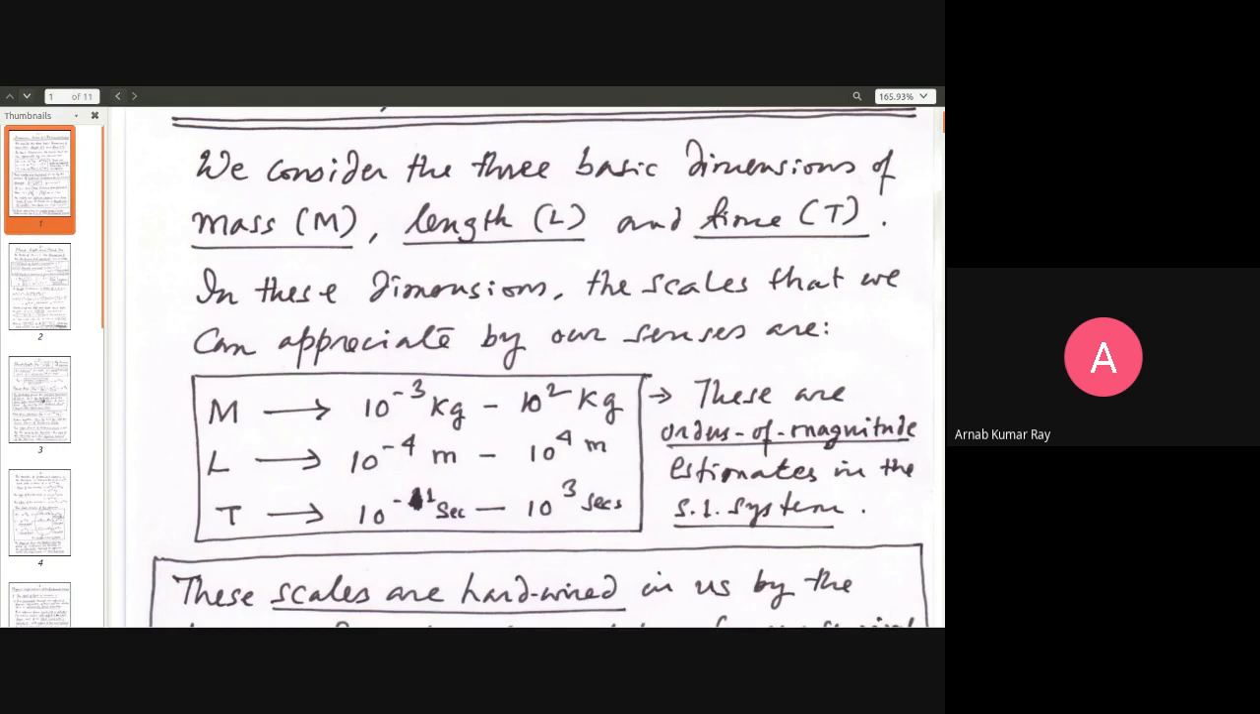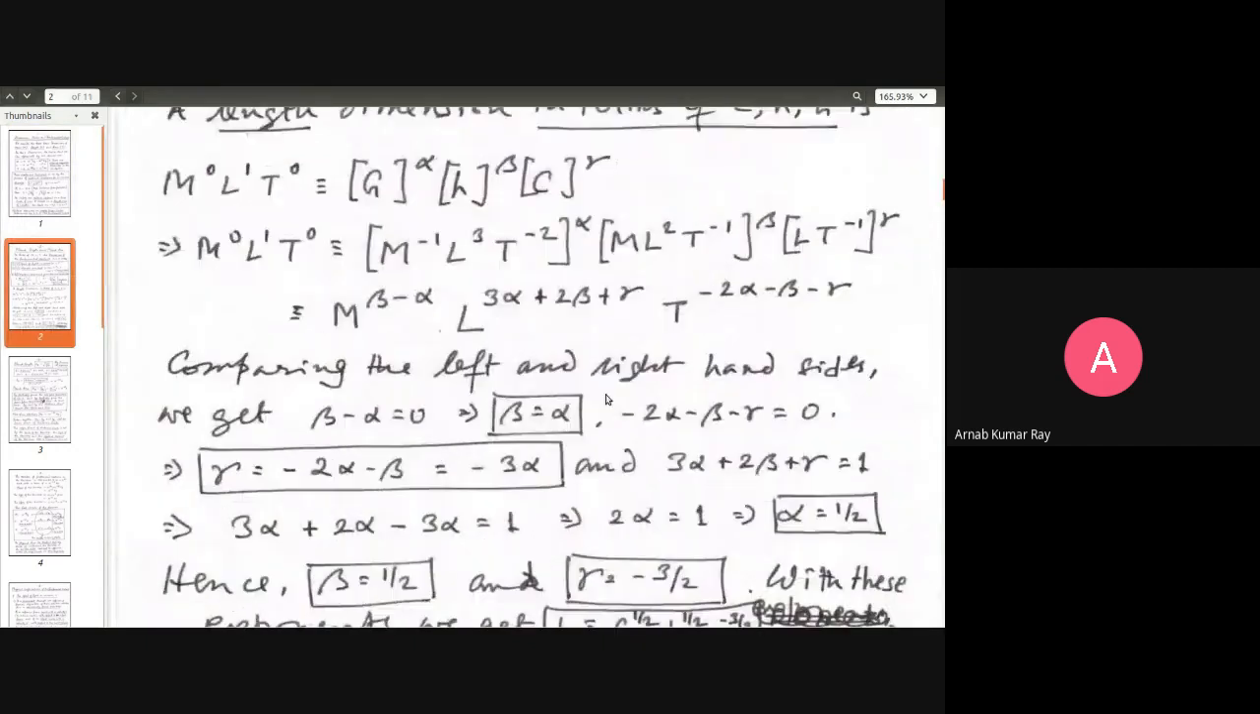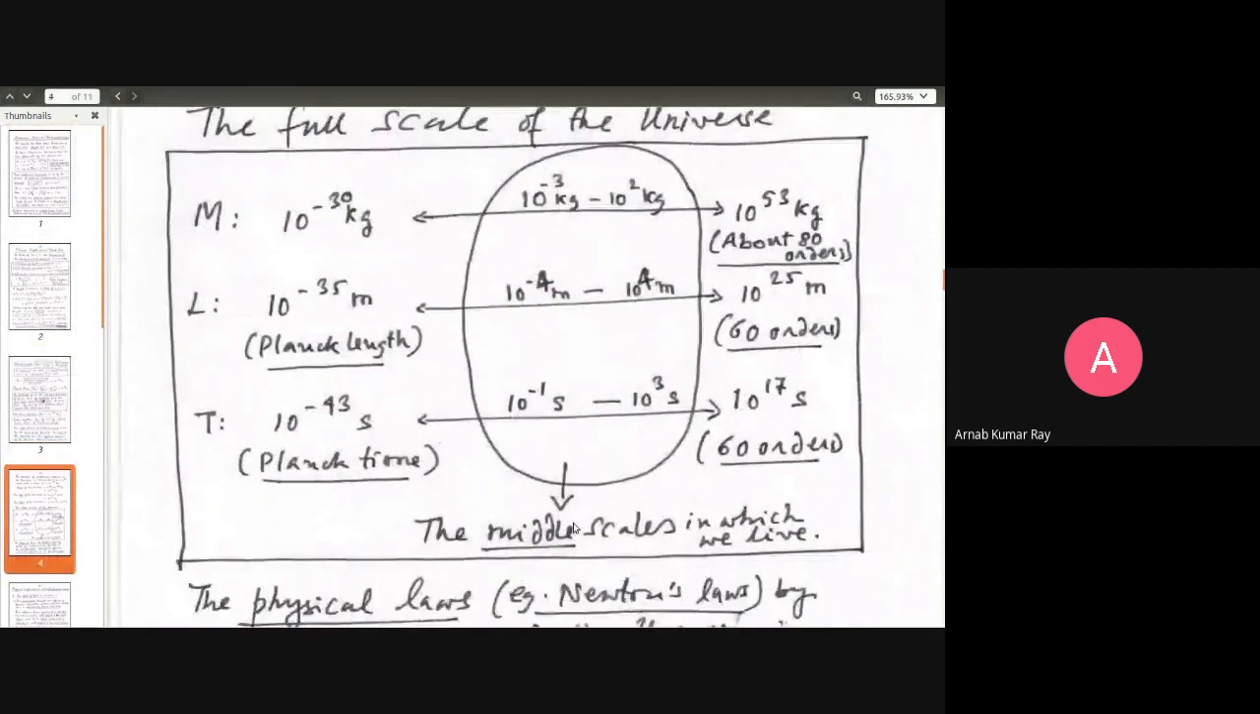And yet it contains 6.023 into 10 raised to 23 number of particles. How large is that number? Just think of it. Here I have written something. What is the age of the universe? The age of the universe is 10 raised to 17 seconds.